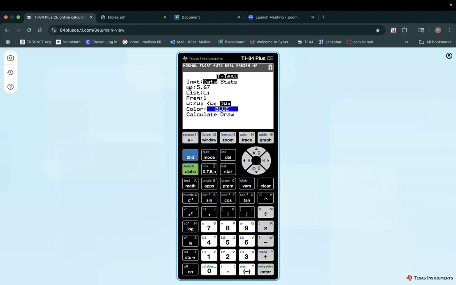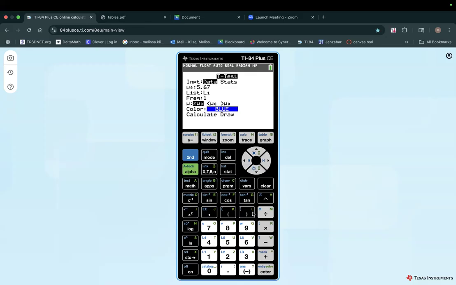This mu naught right here, the calculator doesn't know that information. We have to put that in. So 5.67 is the weight that we were given from the United States Mint. This is what we have with our null hypothesis, which I didn't write down, sorry about that. List 1 is where our data is. Frequency always stays 1. This is a does not equal because it says different.